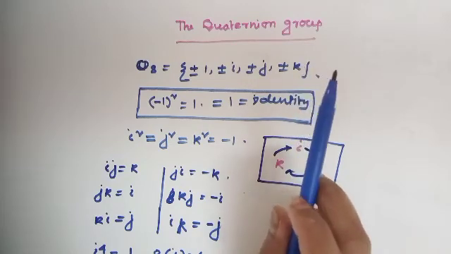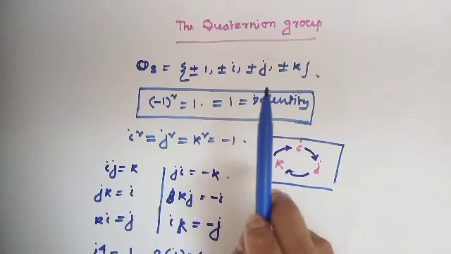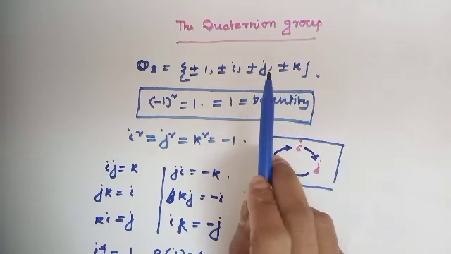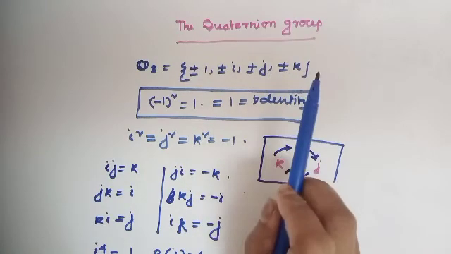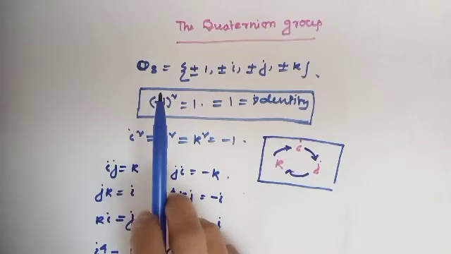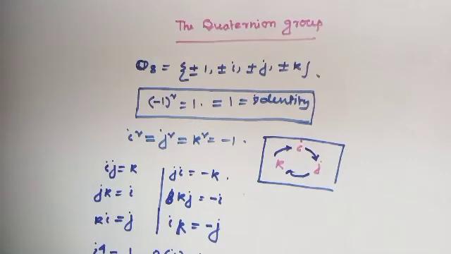This set contains plus minus 1, plus minus i, plus minus j, plus minus k. That means this set contains 8 elements, and this is denoted as Q8. At first I will look at the subgroups of this Q8. Then I will see what is the center of this group.